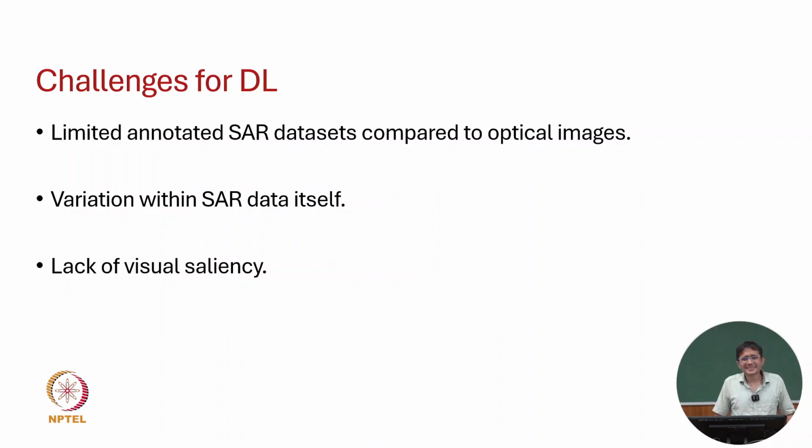The variation within the SAR data itself is also something to be noted. One particular band might not work well for another particular band, and there are also differences with polarization and so on. So this brings us to the problem domain of domain adaptation or domain generalization. This is something we will subsequently study in, I think, week 7.